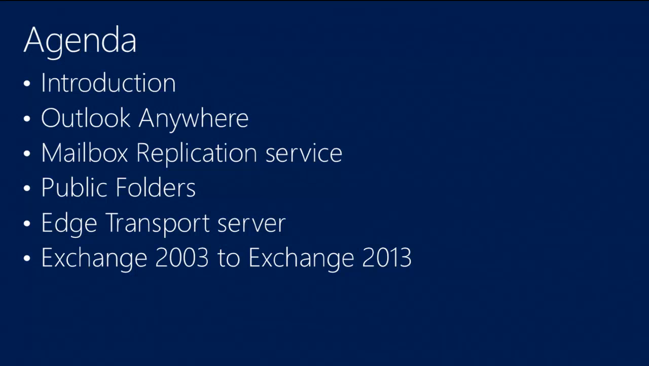Then we will continue with public folders. That might be a painful one, but we will cover it. The Edge Transport Server, also important, especially if you've got the device already in your network, or maybe there's a reason why you want to deploy it now with 2013. And then Exchange 2003 to 2013. There's still a lot of customers that are running 2003, and they want answers how to get from that old deprecated version to the new, the latest, and the greatest.